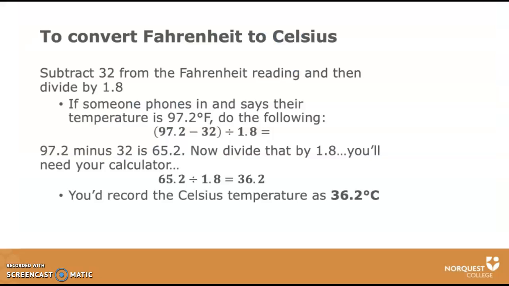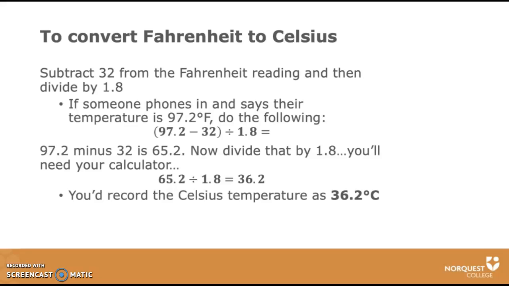You can use an online converter. Just Google search Fahrenheit to Celsius or Celsius to Fahrenheit, or you can get out your calculator and use the following formula. To convert from Fahrenheit to Celsius, subtract 32 from the Fahrenheit reading and divide by 1.8. If someone phones in and says their temperature is 97.2, do the following.